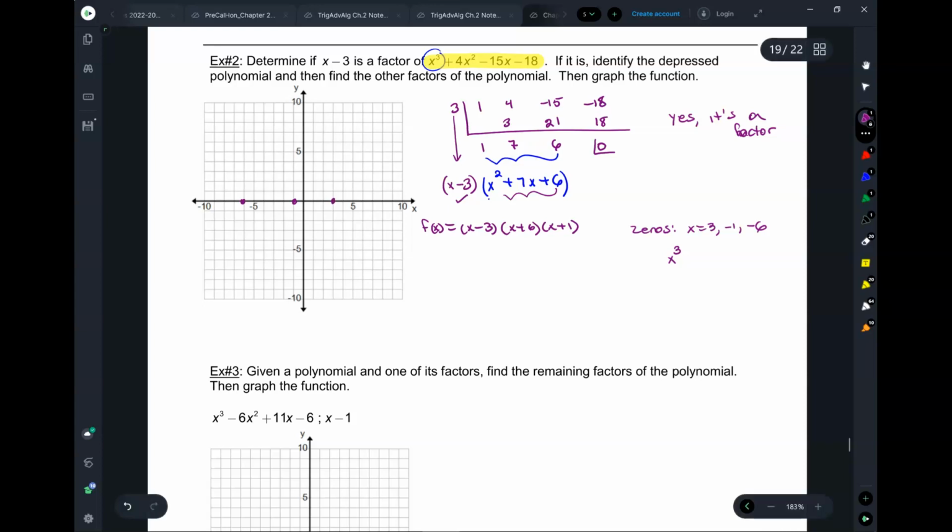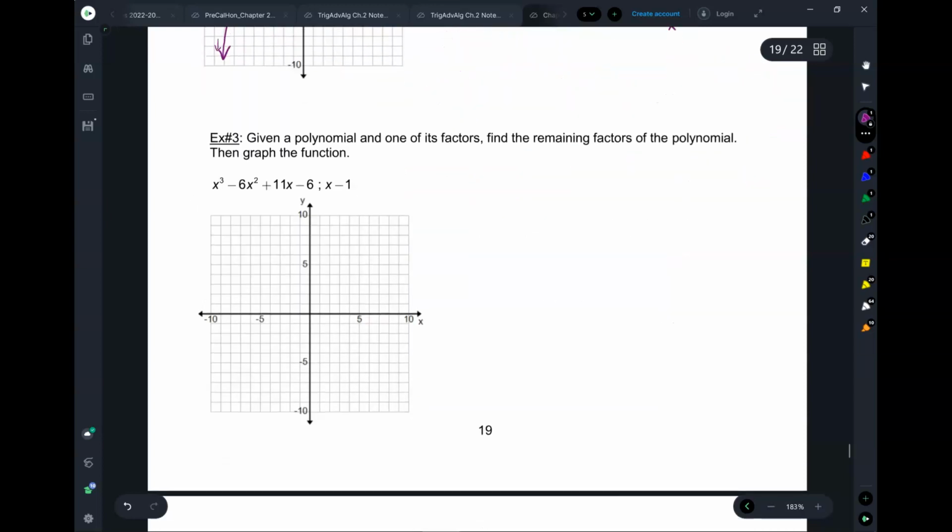So x cubed, it's odd with a positive coefficient. That means it's going to go up over there and down over here. So that means it's going to cross the axis there, turn around, cross the axis there, and that's what it looks like, right? So this is a general sketch. Okay, let's do another one.